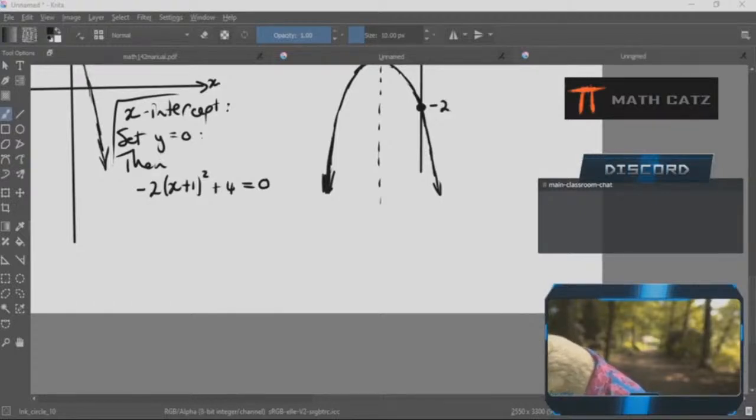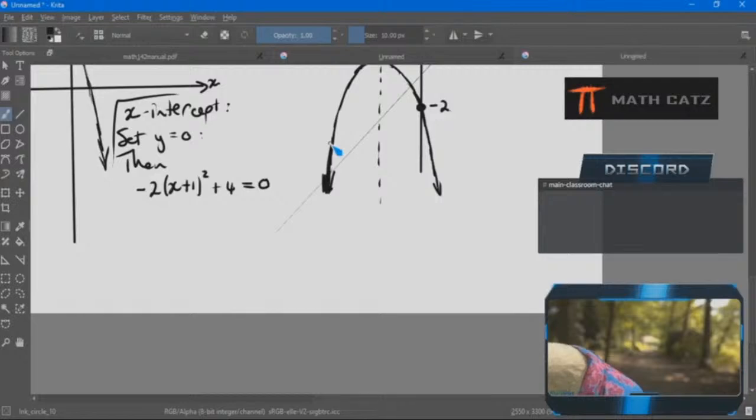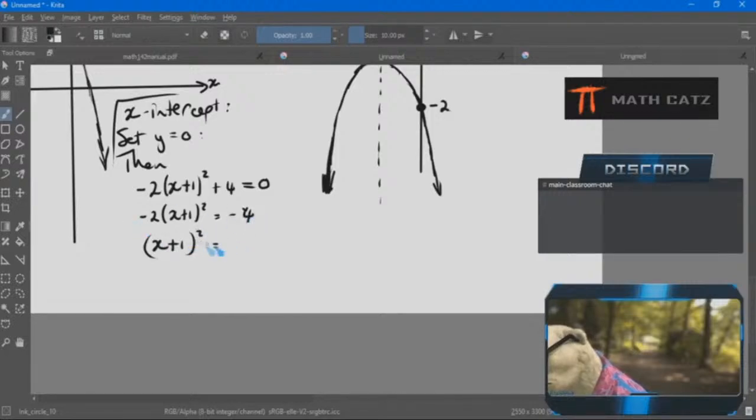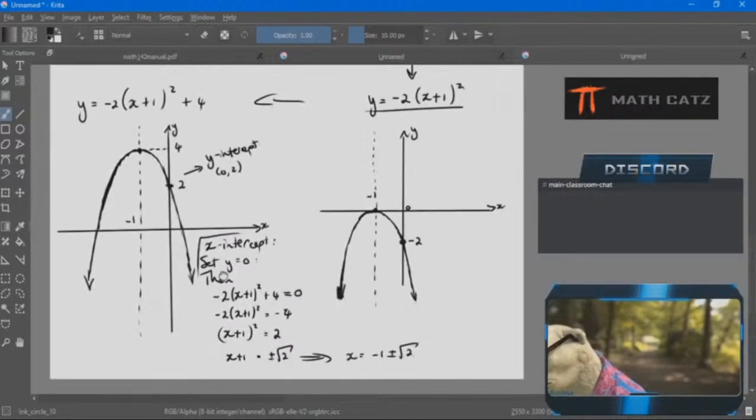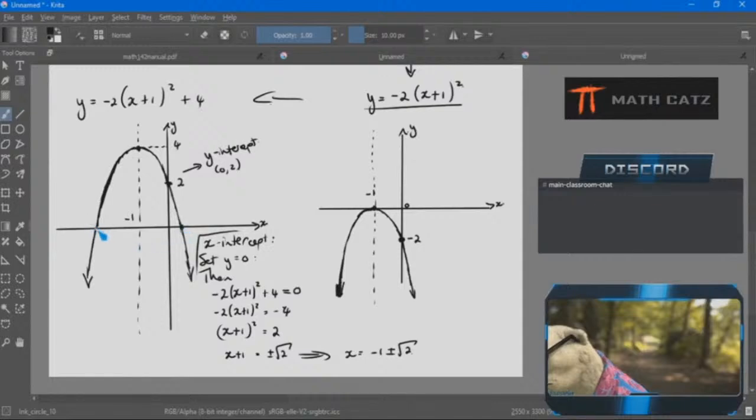All right, x-intercept. I got distracted. I apologize. So now I have negative 2(x plus 1) squared equal to negative 4. So (x plus 1) squared equals negative 4 divided by negative 2, which is 2. So x plus 1 is then the square root, plus or minus root 2. And finally, x is negative 1 plus or minus root 2. Calculate the decimals, do what you want to do. It'll be these guys over here.